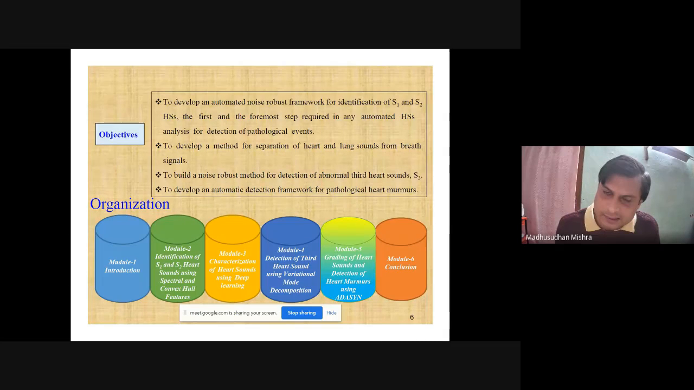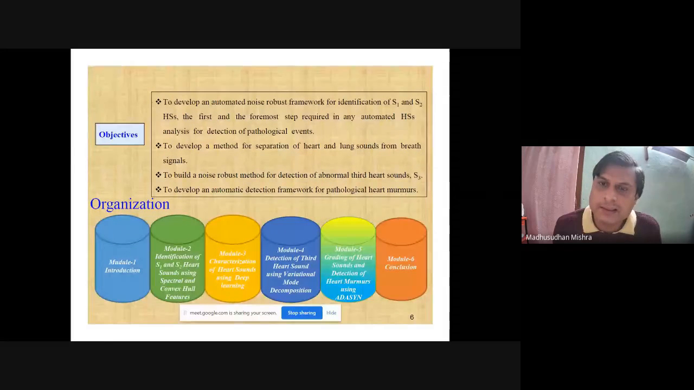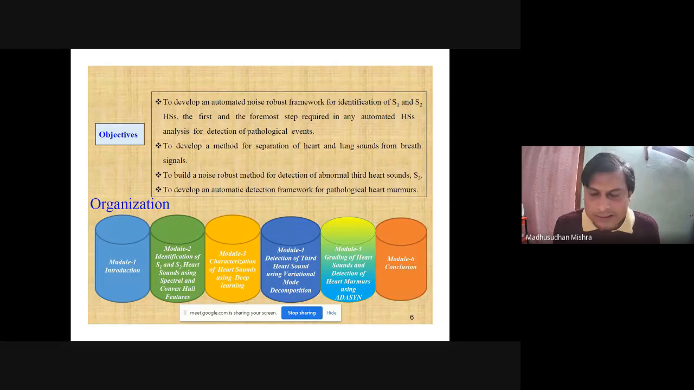Then its improved versions like SIMDAN, residual SIMDAN, enhanced SIMDAN, and then variational mode decomposition, complex variational mode decomposition, and a lot of changes have taken place.